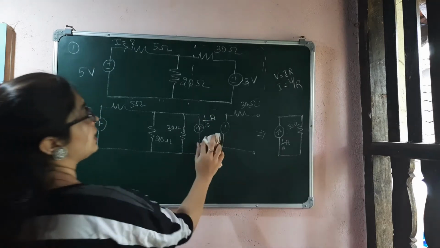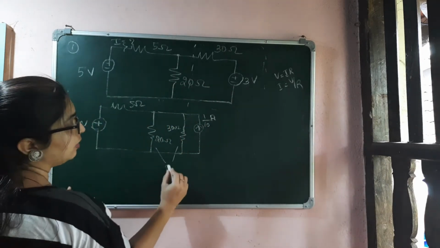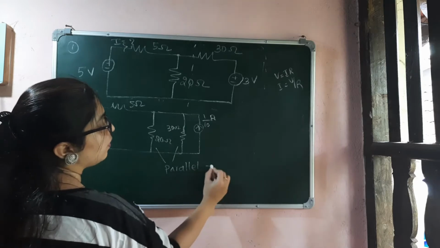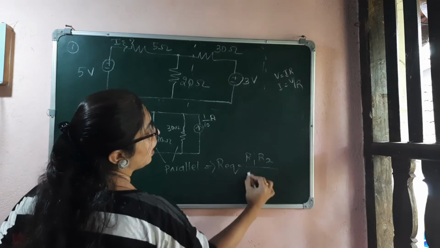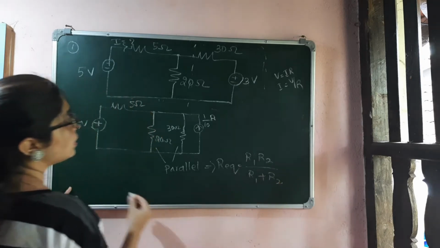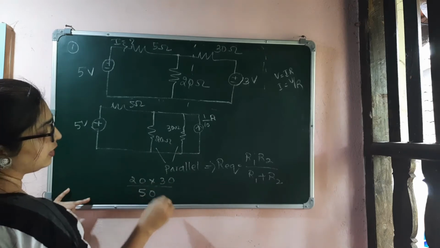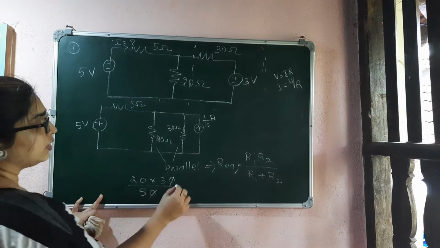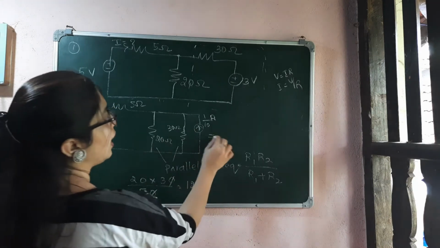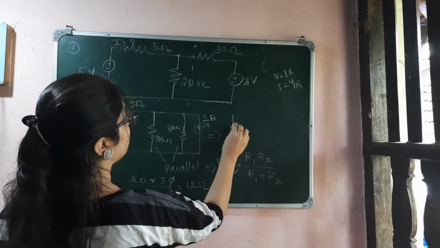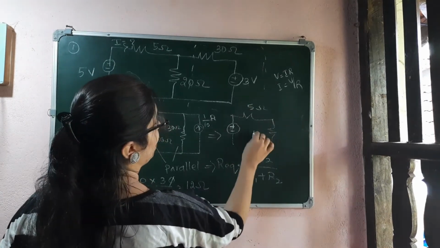Now the two resistors are in parallel. So I can write the equivalent resistance as R1 R2 divided by R1 plus R2. Now it is 20 into 30 divided by 20 plus 30, that is 50 ohms. So this can be written as 12 ohms. Now these two I will replace with a single resistor of 12 ohms.